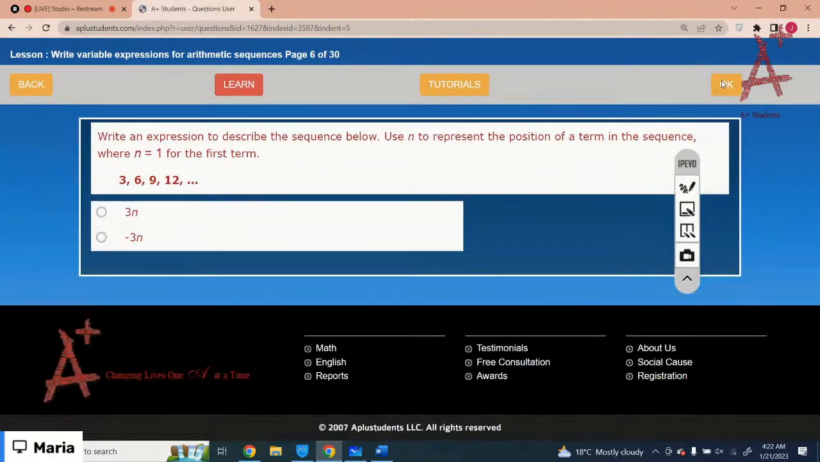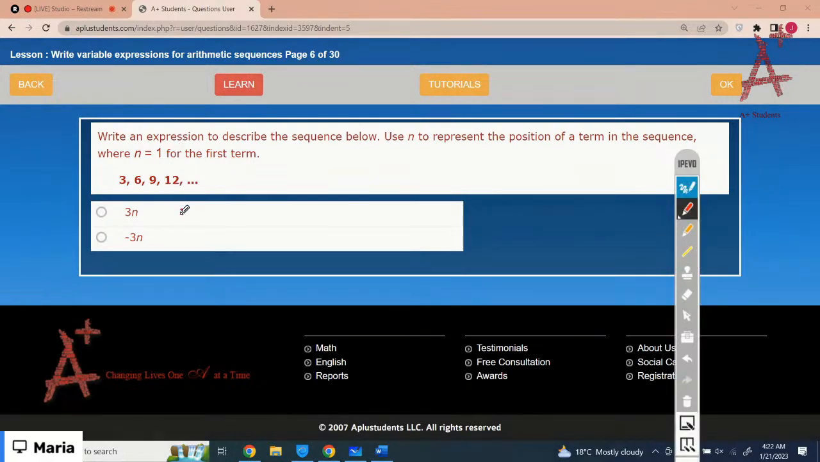Okay, write an expression to describe the sequence below. Use n to represent the position of the term in the sequence where n equals 1. So you're given two options. Let's check the first one. The first one is n equals 1, so you have to do 3 times 1. 3 times 1 is 3. When n equals 2, 3 times 2 is 6. When n equals 3, 3 times 3 is 9. That means option number 1 is the answer.